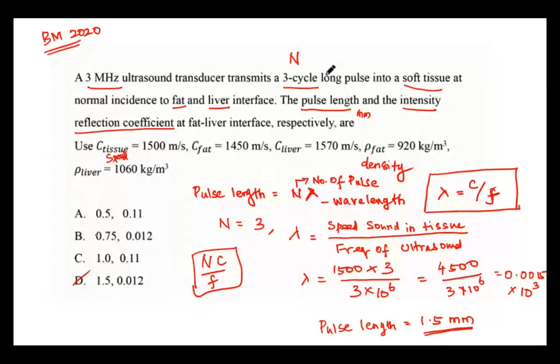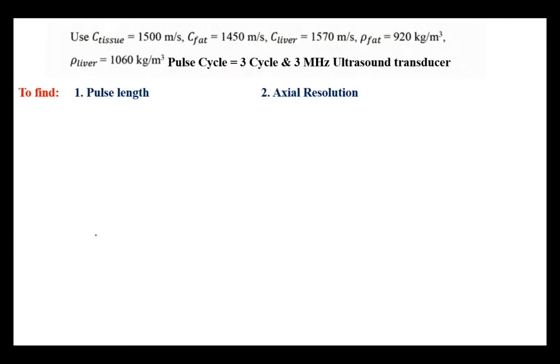You need not solve the intensity reflection coefficient, but for your convenience I solved the intensity reflection coefficient also. Yes, pulse length we have solved. Axial resolution is very similar to pulse length. That's why I have differentiated these two things on a single slide. So pulse length is n into lambda. What is axial resolution? Pulse length divided by 2. This is axial resolution: n lambda divided by 2.